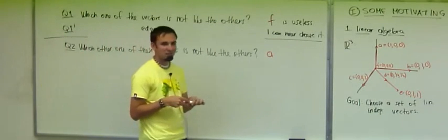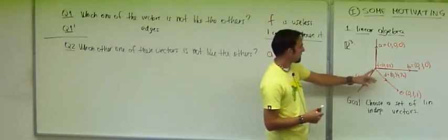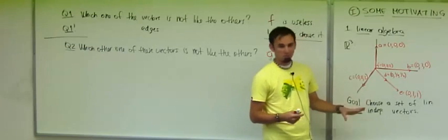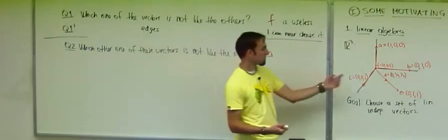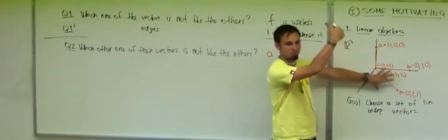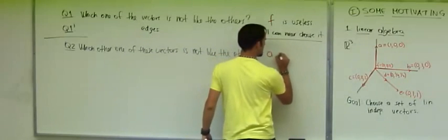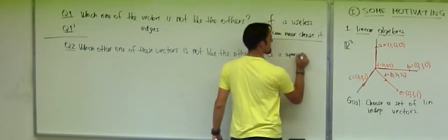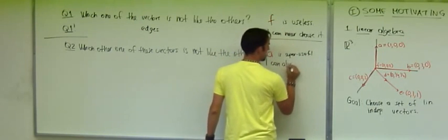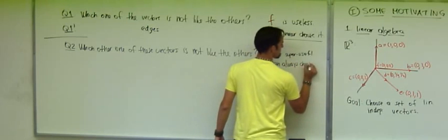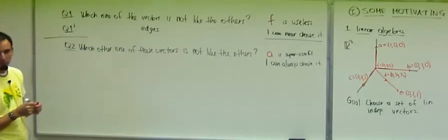All of the other ones lie on the same plane, but A doesn't. A is so useful that you can always choose it. No matter what you've done, you can always choose A. Why? Because these guys are all on a plane, and A is independent of all of them. A is super useful. Super useful. I can always choose it. That's what makes vector A special in this vector configuration.